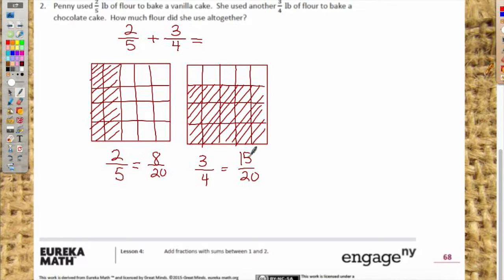Have we already had this answer? No, it was close though. So I've got 8 20ths plus 15 20ths. Is that correct? Yep. So 23 20ths equals, what would one whole be? 20. That's 23.